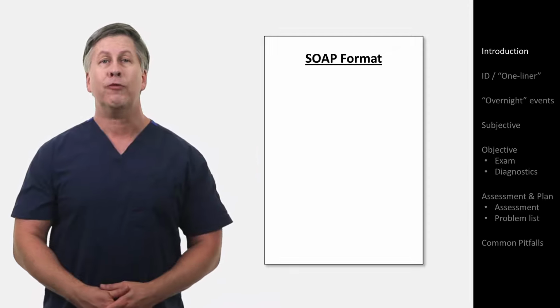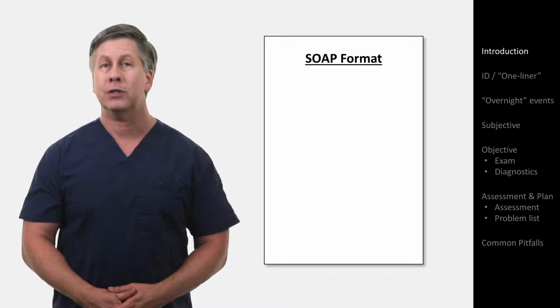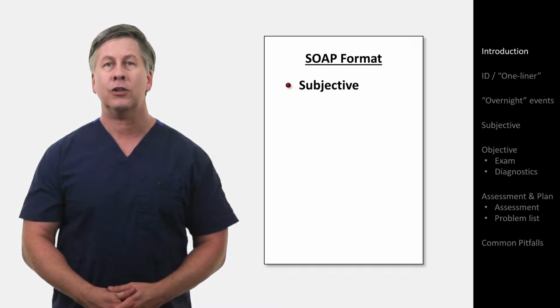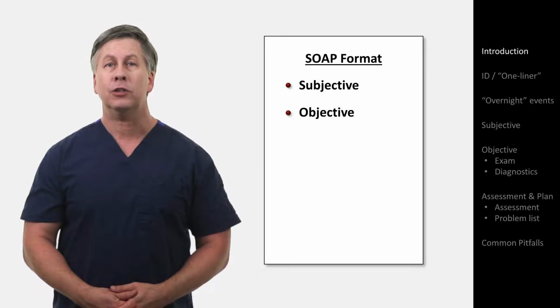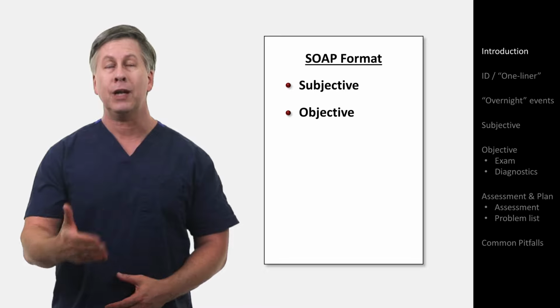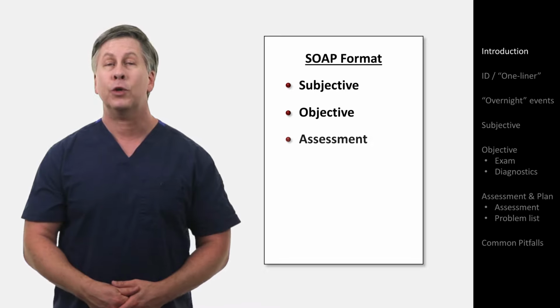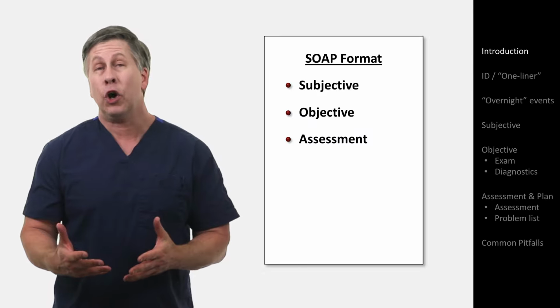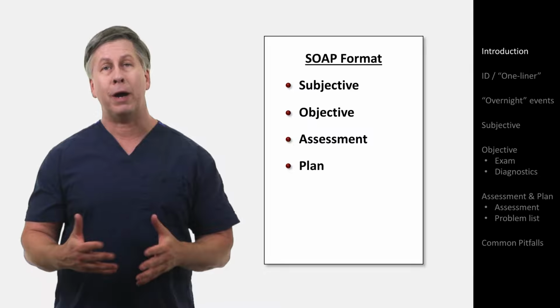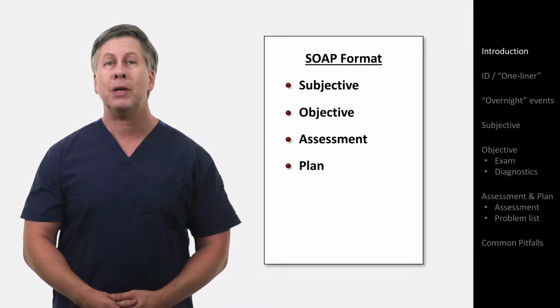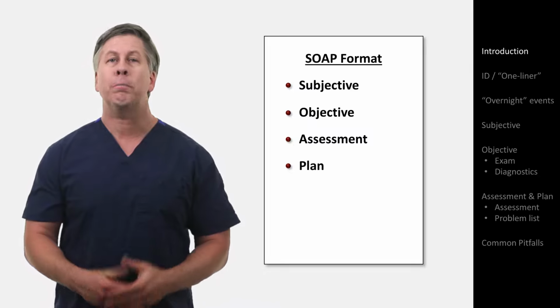SOAP is an acronym for the main components of the note and presentation. The S is for subjective, which is what the patient is experiencing. The O is for objective, which is what you as the clinician have observed. The A is for assessment, what you think is going on, and the P is for plan, what you're planning to do about it. As with the H&P, the assessment and plan are often bundled together.